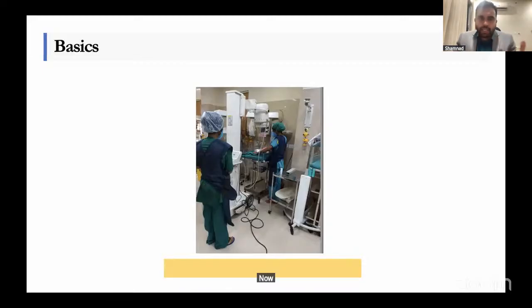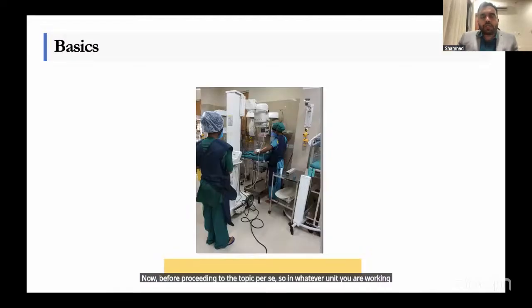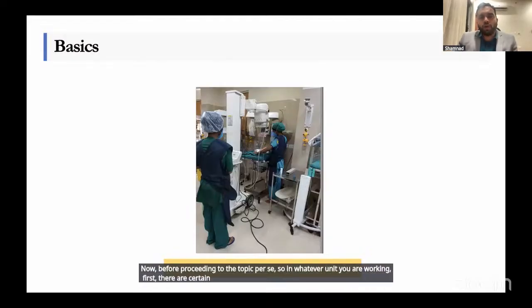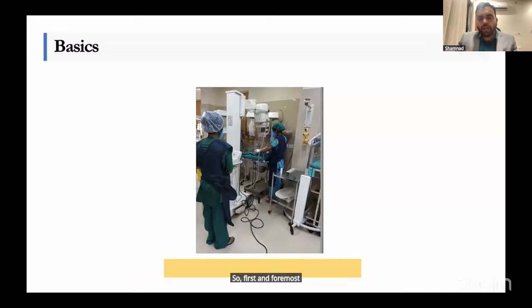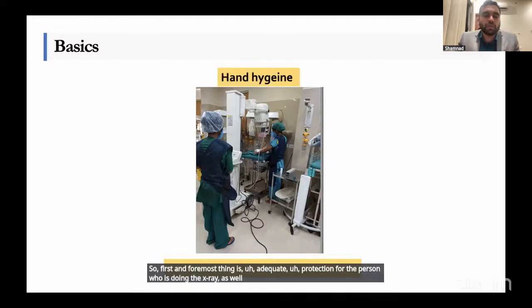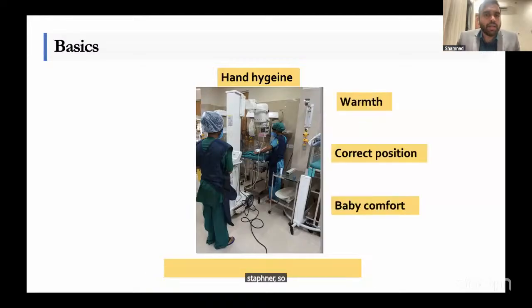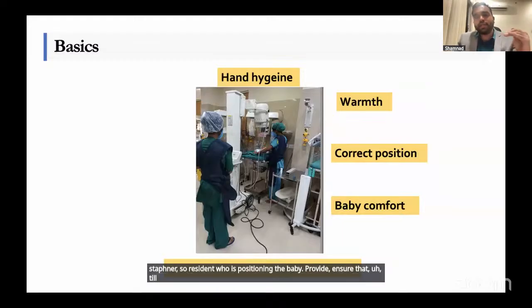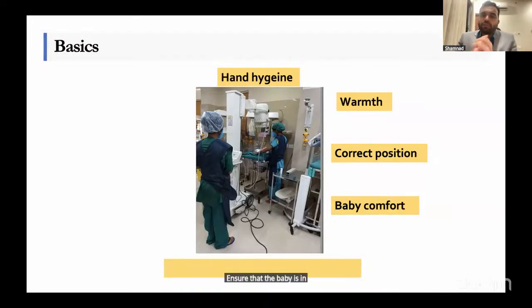Now, before proceeding to the topic per se, in whatever unit you are working, there are certain basics that we all need to follow before we do a neonatal X-ray. First and foremost is adequate protection for the person who is doing the X-ray, as well as the staff nurse or resident who is positioning the baby. Ensure that till the moment the X-ray technician keeps the machine, you try not to shift the top end of the warmer. Ensure that the baby is in the correct position. Ensure the comfort of the baby.